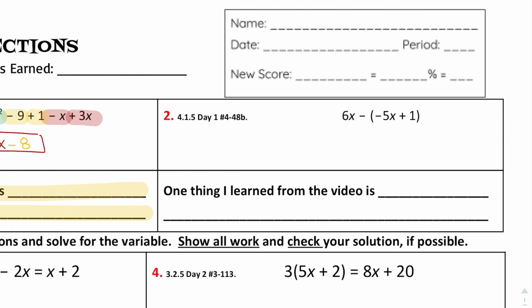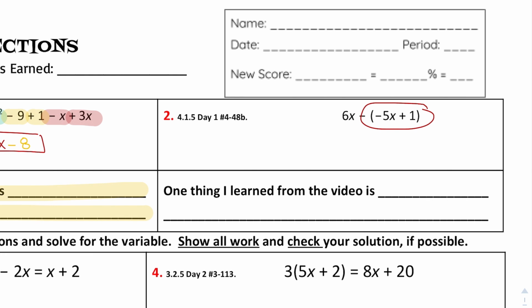All right, number 2 for Math 7A, Unit 4, Test Corrections. Number 2. All right, so it's also another combining like terms, but there is one more thing that was included here, and it is the distributive property. So what this is saying is that you have 6x on the positive side of the mat, and then on the negative side of the mat, you have negative 5x and 1.